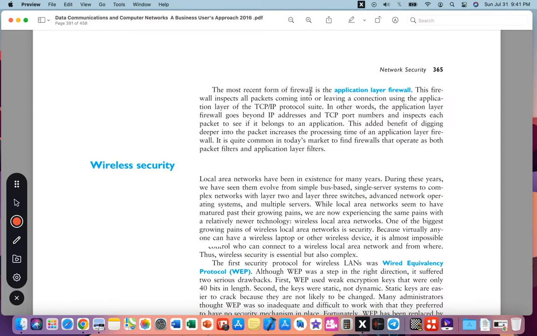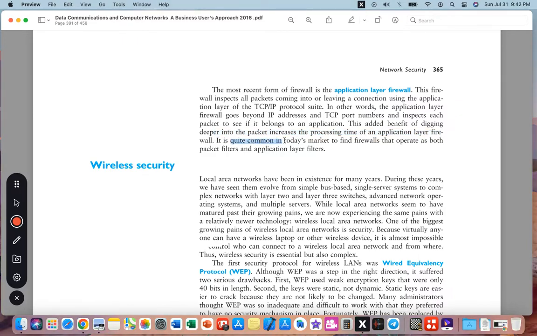The most recent form of firewall is the application layer firewall. This firewall inspects all packets coming into or leaving a connection using the application layer of the TCP/IP suite. In other words, an application layer firewall goes beyond IP addresses and TCP/IP ports and inspects each packet to see if it belongs to an application. This added benefit, digging deeper into the packet, increases the processing time of an application layer firewall.